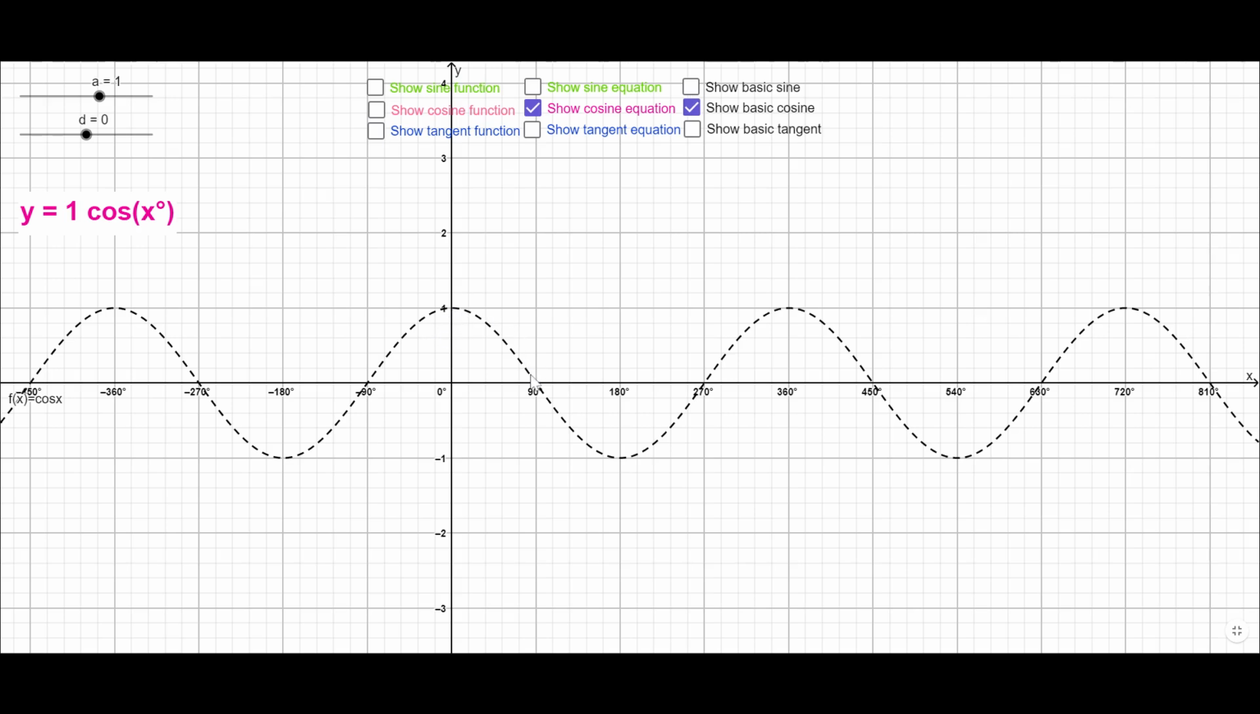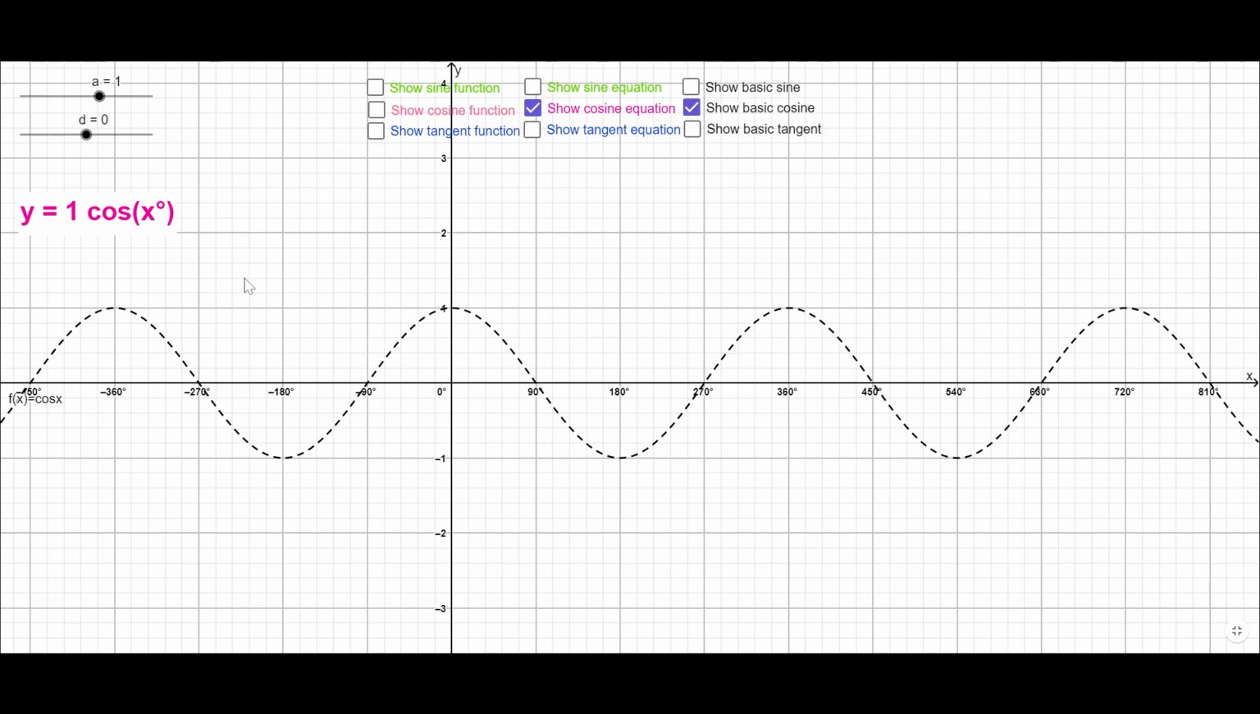It cuts by 90, turns by 180, cuts by 270, and then turns by 360. What is the period of our cos graph? Well, it's also 360. It takes 360 degrees for the curve to complete itself before we start with the second curve.